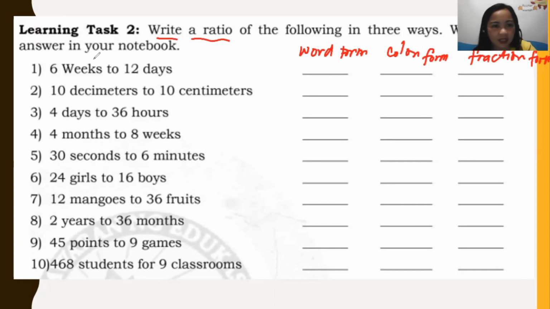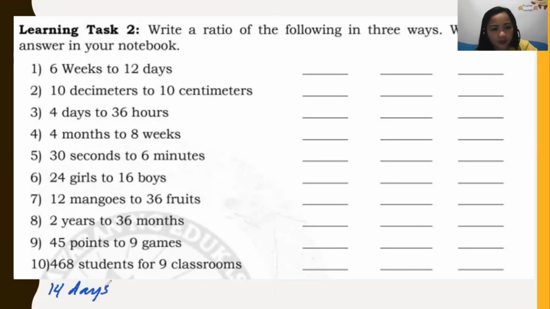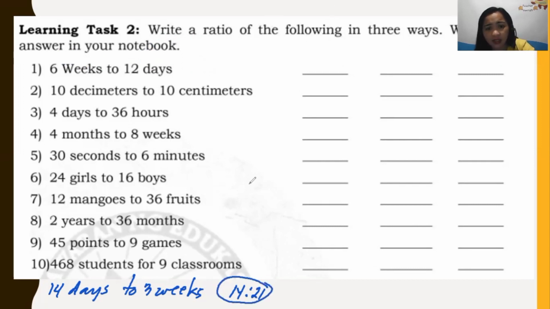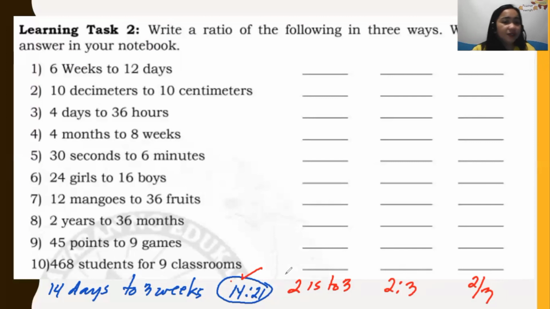Let's have an example. We have here 14 days to 3 weeks. Our answer earlier was 14 is to 21. It has a lowest term. What is the lowest term? We divide both by 7. 14 divided by 7 is 2, and 21 divided by 7 is 3. Therefore, the answer is 2 is to 3. That is in word form. In colon form, we have 2:3. And in fraction form, it is 2/3. So it needs to be in lowest terms. How? Divide both by 7. That is learning task number 2.